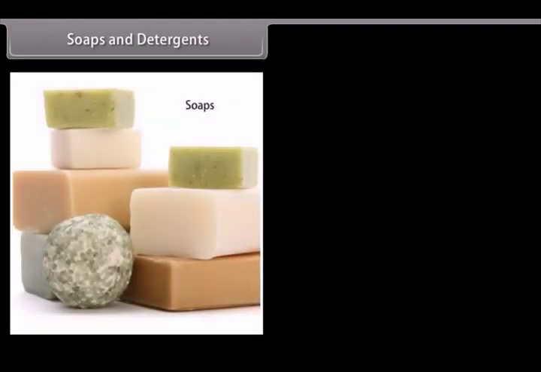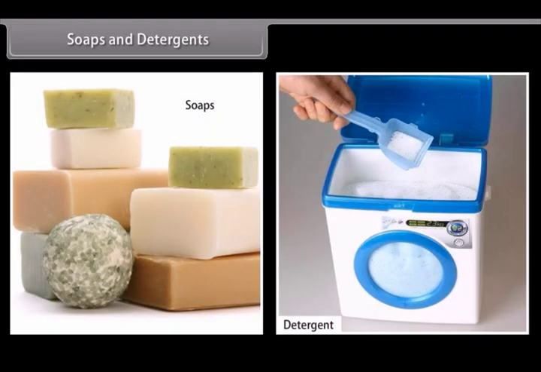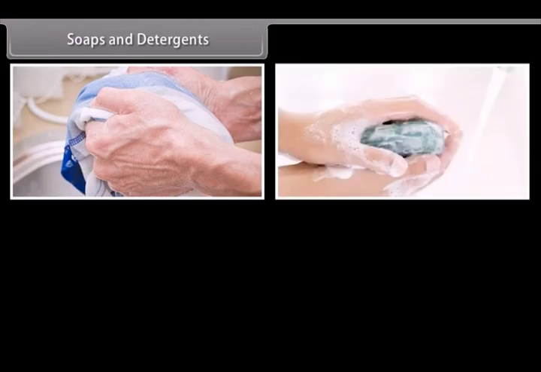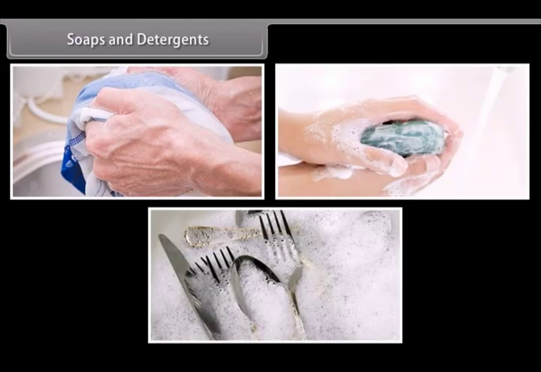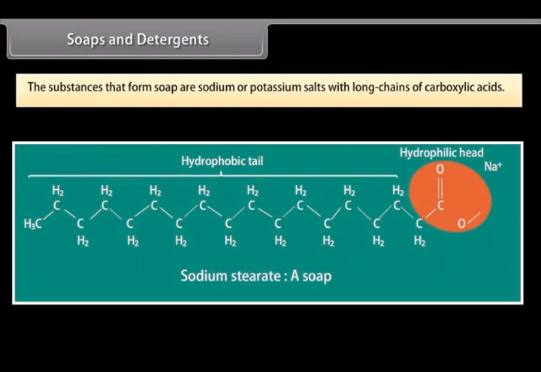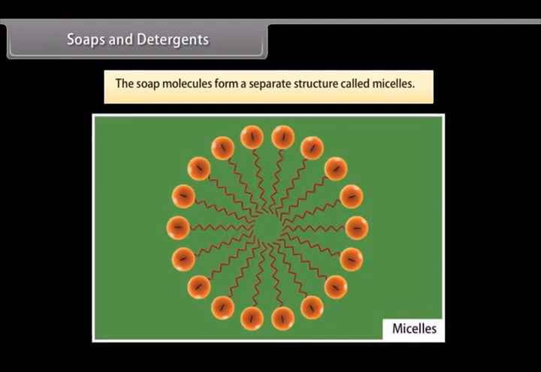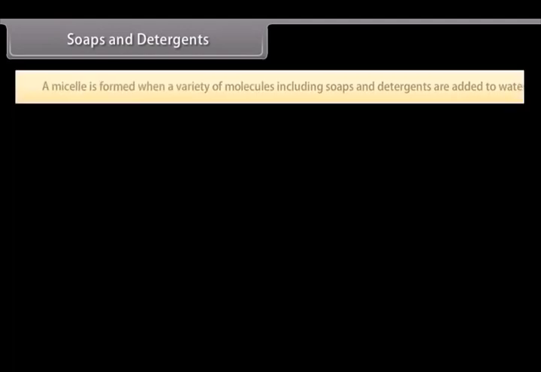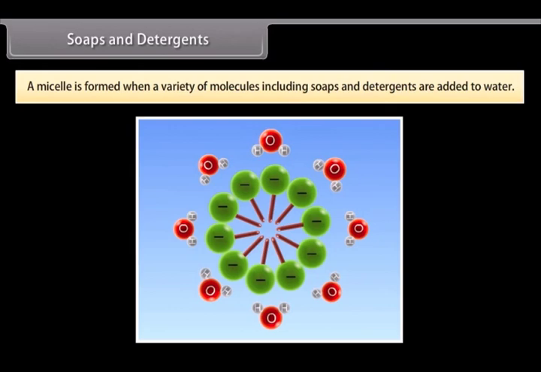Soaps and detergents. Soaps and detergents are used in our daily life to wash clothes, clean hands, clean utensils, etc. The substances that form soap are sodium or potassium salts of long chains of carboxylic acids. The soap molecules form a separate structure called micelles. A micelle is formed when a variety of molecules, including soaps and detergents, are added to water.